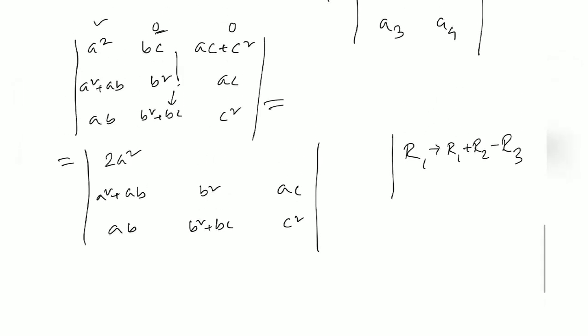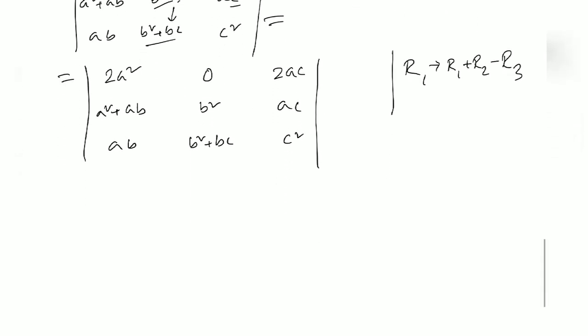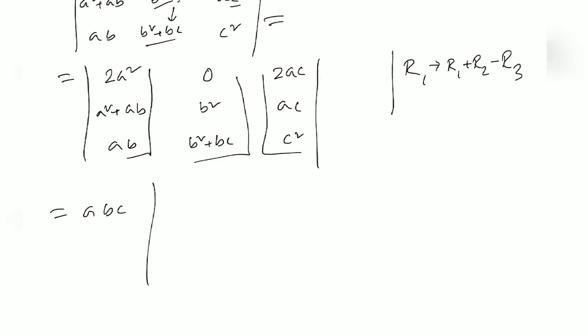Remember, this is actually the application of the properties of determinant, nothing more than that. After this you have 0, and in this case you will have 2ac. Now remember, in case of matrix elementary operation, we used only row operation or only column operation. In this case you can use both row and column in the same problem.